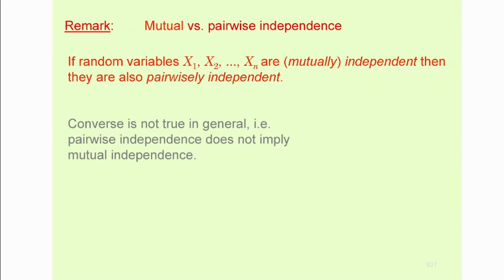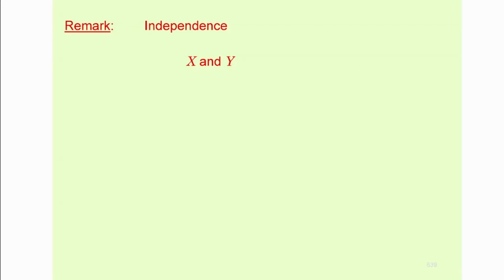So pairwise independence does not imply mutual independence. Most of the time it does, but not in general. But if they're mutually independent, they are also pairwise independent. That's for sure. Anyway, I just wanted to mention that. And there is another remark here. If there are just two of them, they are both mutually as well as pairwise independent, so we simply say independent.